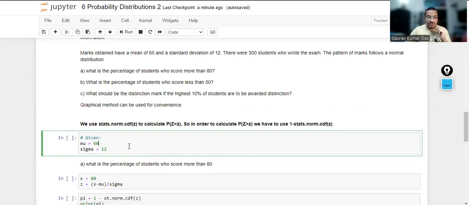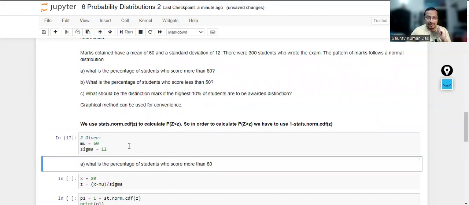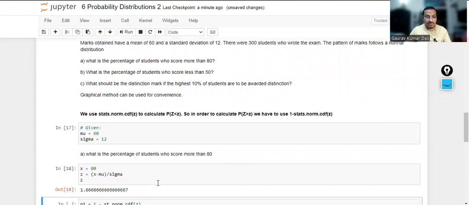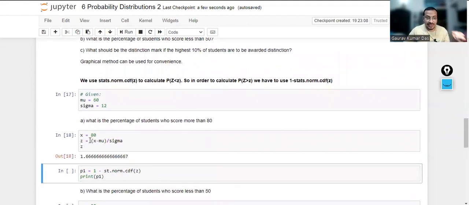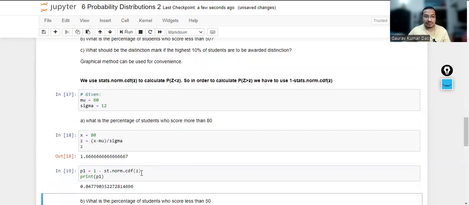So given here is mu equal to 60, sigma is equal to 12. What is the percentage of students who score more than 80? With respect to 80, which is X, I have to calculate the Z value. So my Z value will be 1.67: 80 minus 60 divided by 12, X minus mu by sigma. So score more than 80 will be 1 minus st.norm.cdf of Z. Very simple. So 4% people score above 80.